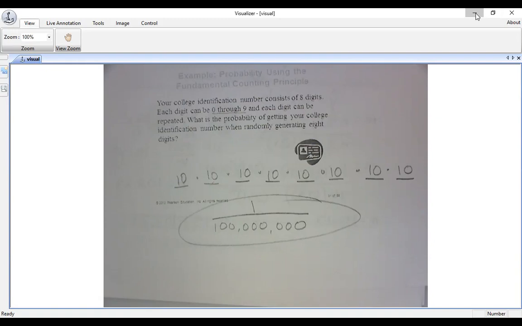Conditional probability. All right. Conditional probability is when you find the probability of an event occurring given that some other event has already occurred. Okay, and typically we have to be aware of this when the first event changes the likelihood of the second event occurring.